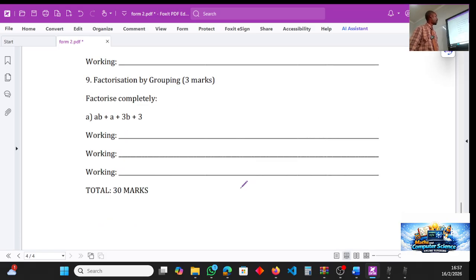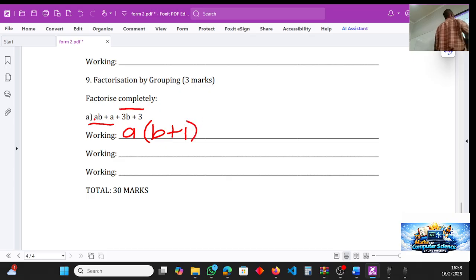Still factorizing, but this time around by grouping. So by grouping, we do it in order. We do it in sets of 2's. So I've got A, B, and A. So I check what's common there. It looks like A is common. Then I open bracket. When I divide AB by A, the result is a B. When I divide A by A, that's a 1.